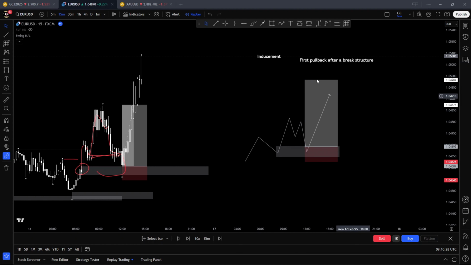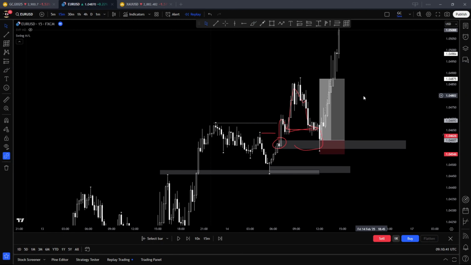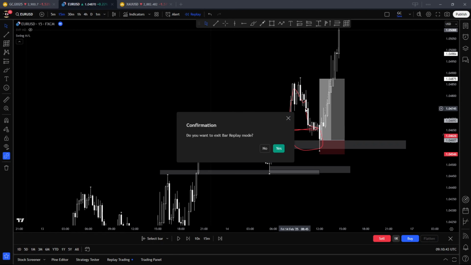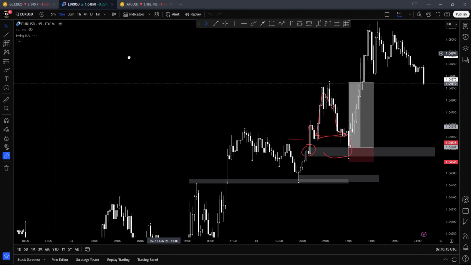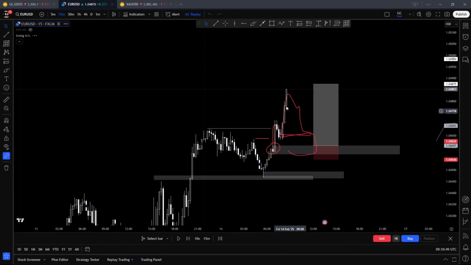So this becomes the inducement then. This structure point becomes the inducement because that is the first pullback after the break of structure. This is our first pullback. Now, having understood this concept, let's replay this again to see what we are talking about.